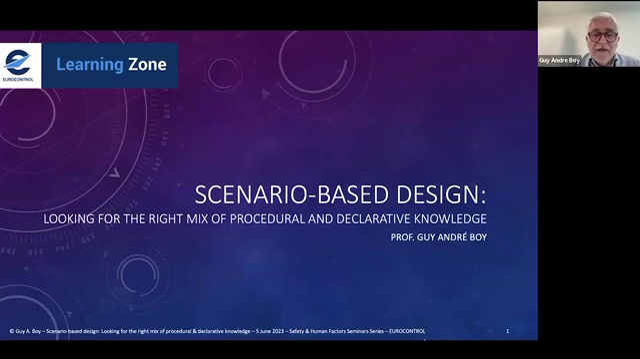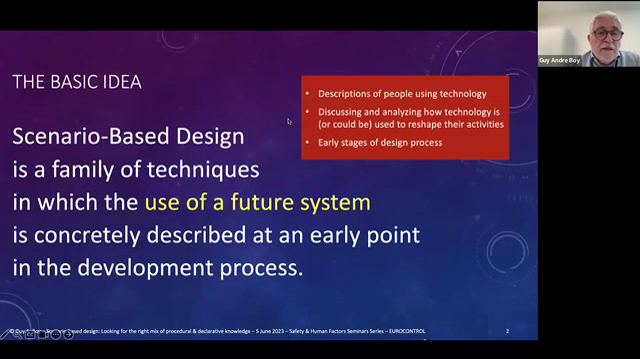Okay, so today I'm going to talk about scenario-based design, and more specifically about the method that we have and we are still developing, called procedural and declarative knowledge. So the basic idea is the following. Scenario-based design is a family of techniques in which the use of a future system is concretely described at an early point in the development process.